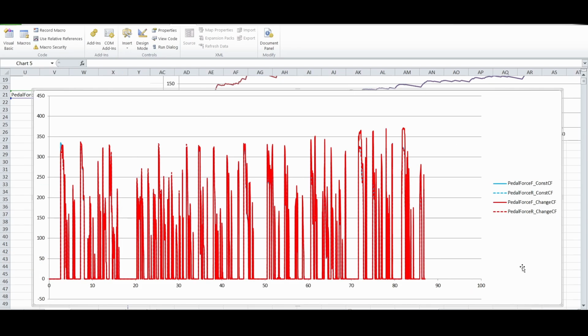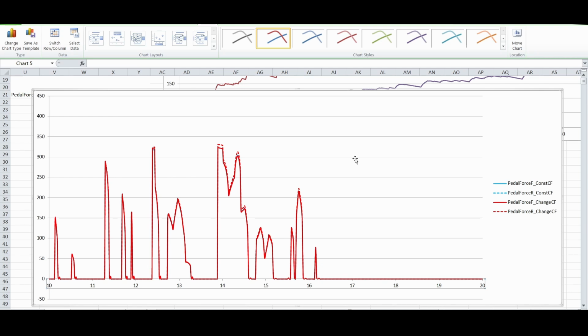So then I plotted the pedal force versus time, with the constant coefficient of friction in blue, and the one with the changing coefficient in red, and then dashed lines for the rear. So we can zoom in. If we zoom in here, we can see the constant coefficient of friction is the same, they overlap. But for the temperature dependent, we can see here, for whatever acceleration was going on here, the rear required more pedal force because it had a lower coefficient of friction than the front.